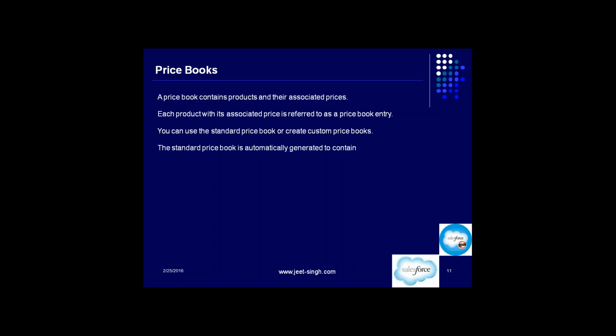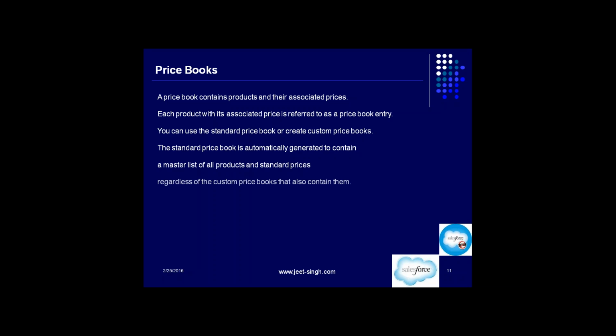The standard price book is automatically generated to contain a master list of all products and standard prices. So any company which feels, I'm pretty happy with one single price for a product, I don't need to track multiple prices, is okay to use the standard price book. You don't even need another price book because you just need one pricing scheme. Companies which have different pricings for the same product need to build on custom price books.